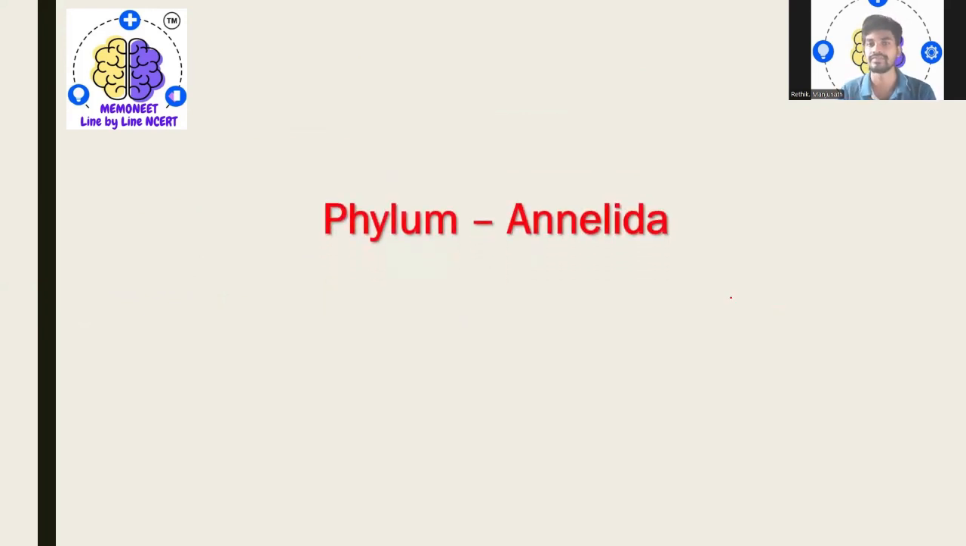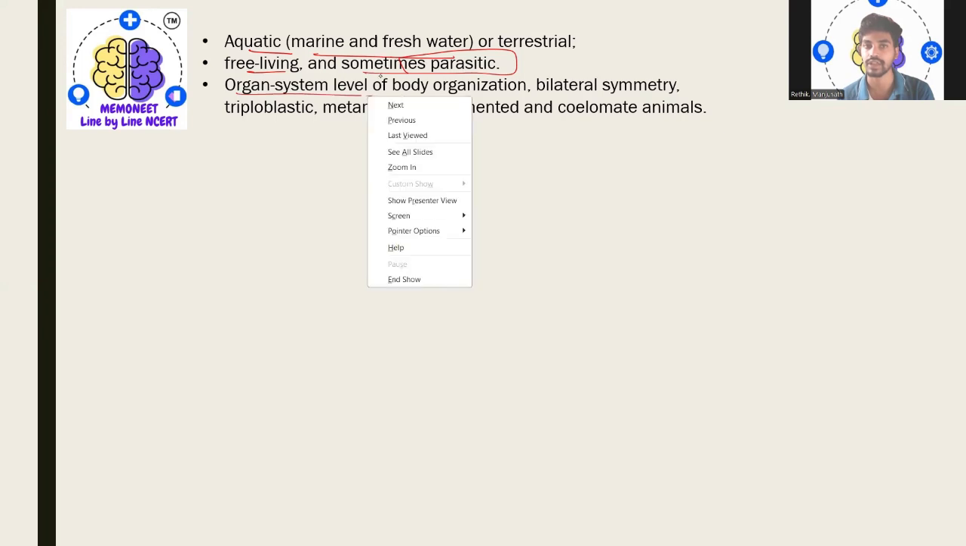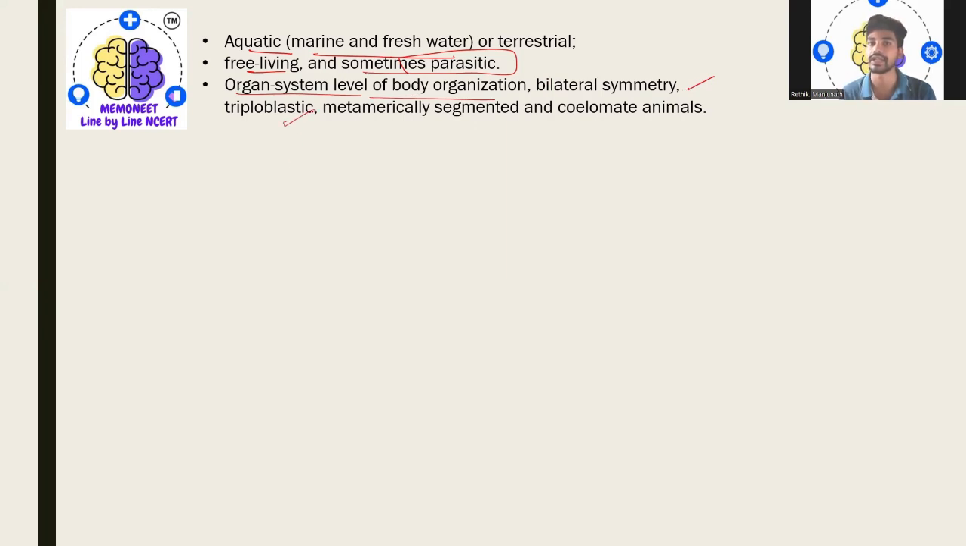The next phylum we have is phylum Annelida. Animals of this phylum are aquatic in nature, marine and freshwater, or even terrestrial. Then they are free living and sometimes even live as parasitic forms. Organ system level of organization can be observed. They are bilaterally symmetrical, triploblastic, and metamerically segmented. Then they are coelomate animals, true coelom.